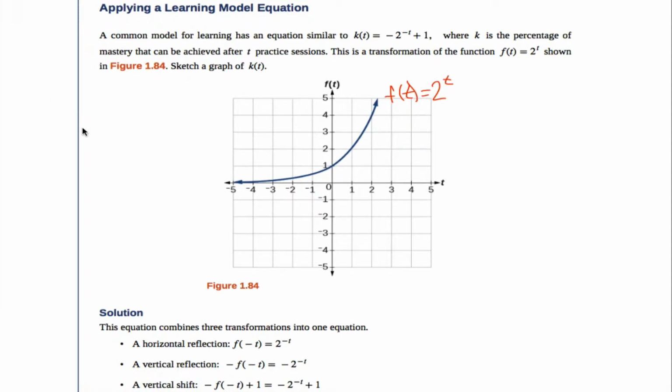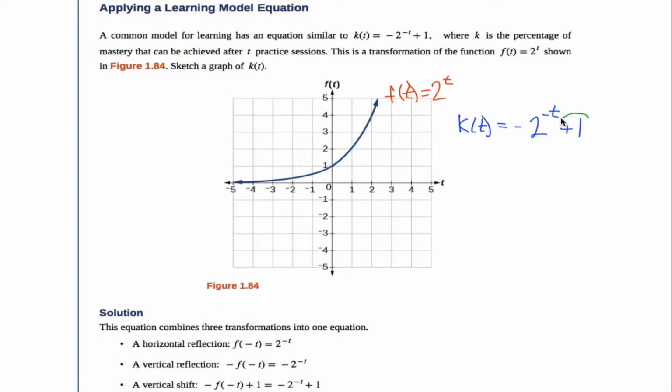the question becomes, can you graph k of t, is the name that they're giving this thing, negative 2 raised up to the negative t power plus 1. There's actually 3 different transformations going on in this problem, which makes it really challenging.